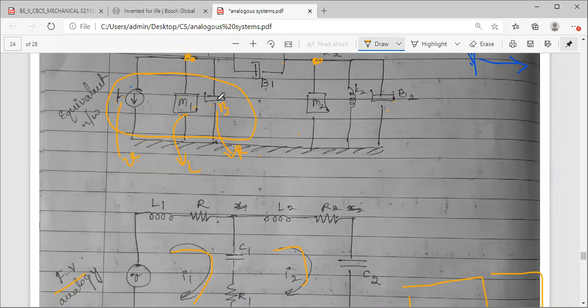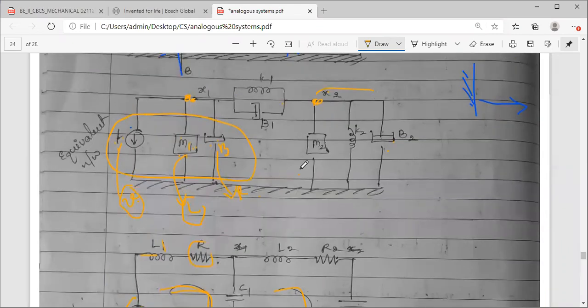So these three things are connected in parallel here. Convert them into series. The equivalent of force is voltage, so I've connected voltage. Then there is an inductor, as M1, I have taken L1. Then there is a resistor. These three things are in series. This is about the first loop.